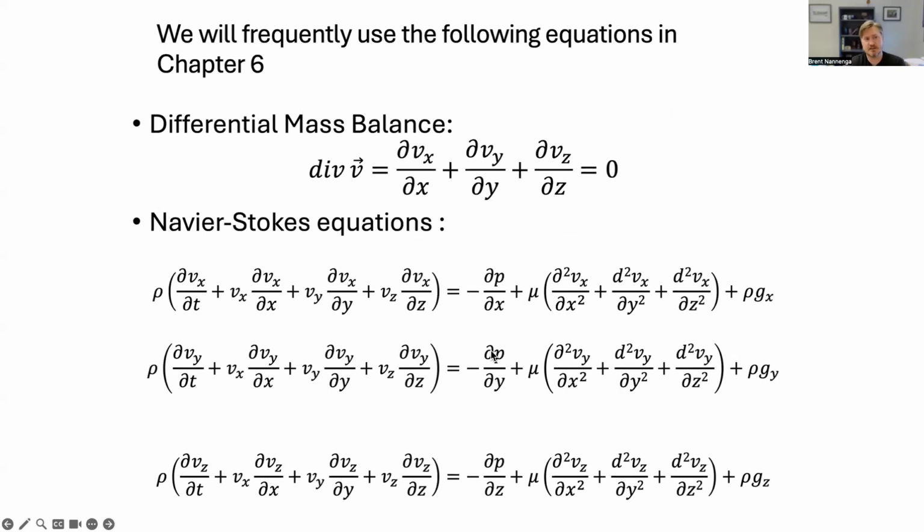Okay, so the equations we're going to use are the same equations we just derived a couple slides earlier. We've got our differential mass balance, where the divergence of the velocity is going to be equal to 0. And then there are three Navier-Stokes equations in x, y, and z. Again, they're going to look slightly different if we're using cylindrical coordinates. As you could expect, if we're going to deal with pipes, we're going to be using cylindrical coordinates. And we'll have an example of that a little bit later.